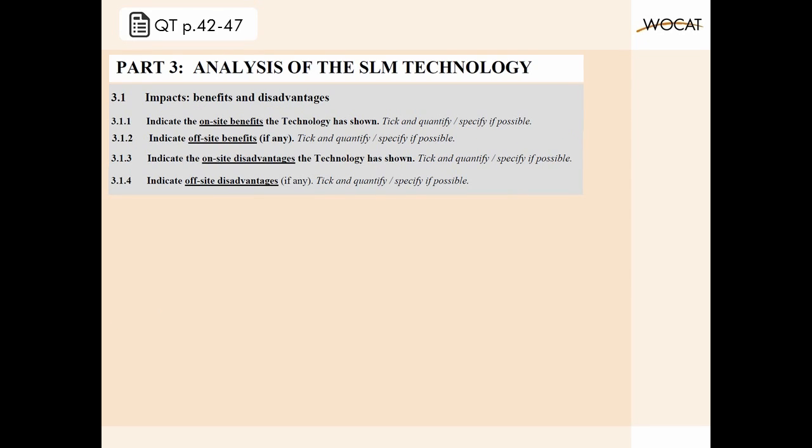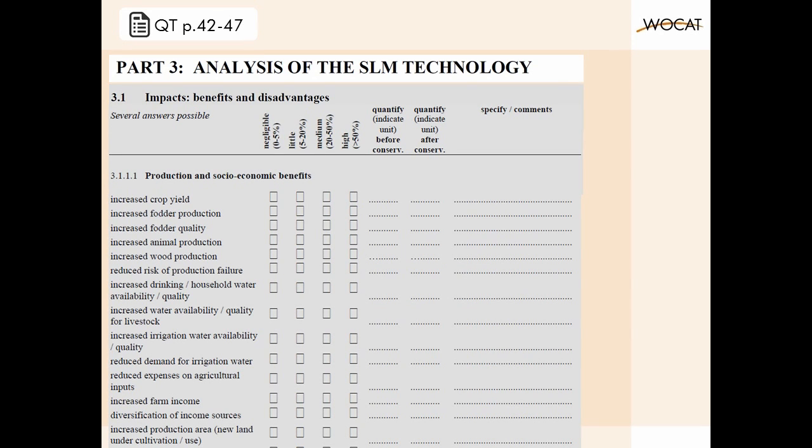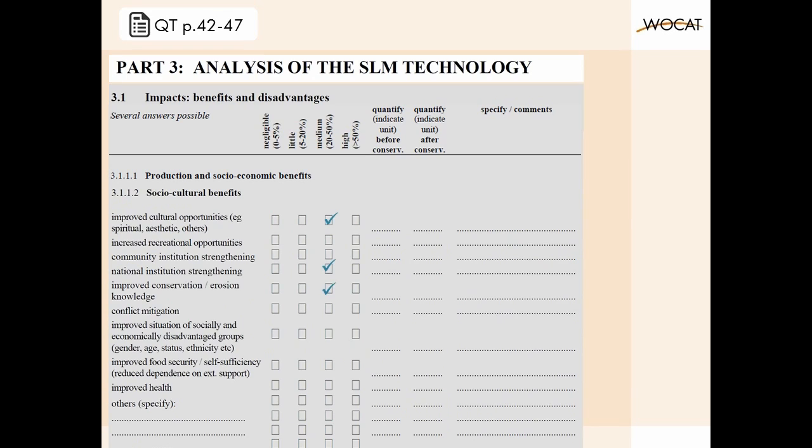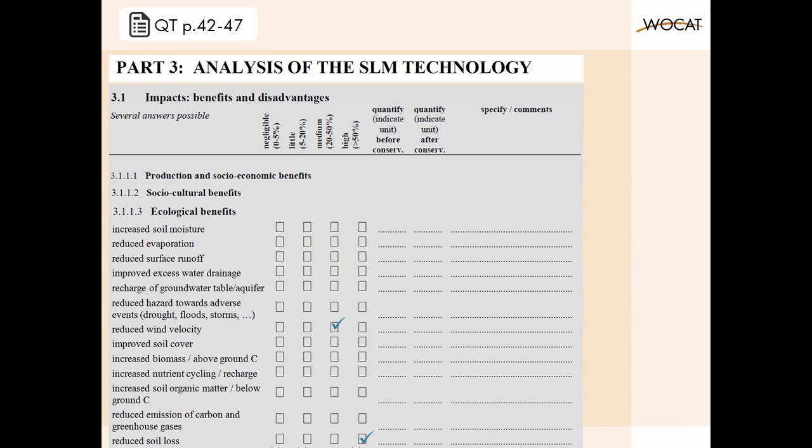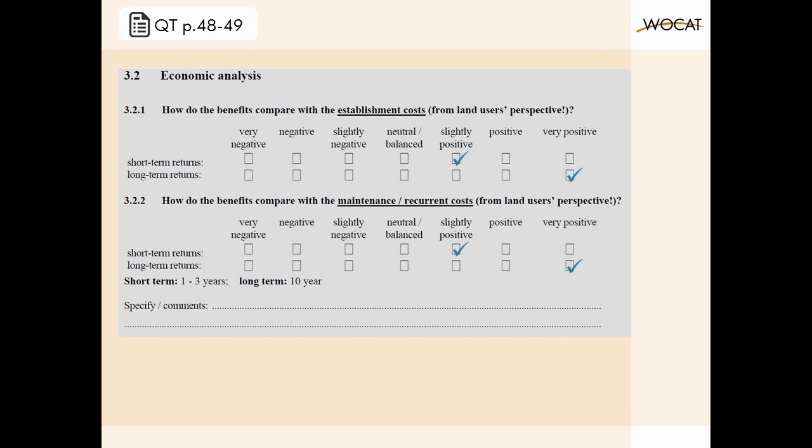In part 3, the technology is analyzed by assessing the impacts. Impacts can be beneficial or harmful. They can be on-site and off-site. Impacts can be sorted under the following groups or headings: production and socio-economic, socio-cultural, and ecological. The measurements of benefits can be qualitative and quantitative. Section 3.2 gives an economic analysis. Here, the land user has to compare the reported benefits with establishment costs as well as maintenance costs, and he or she has to estimate the short-term and long-term returns.